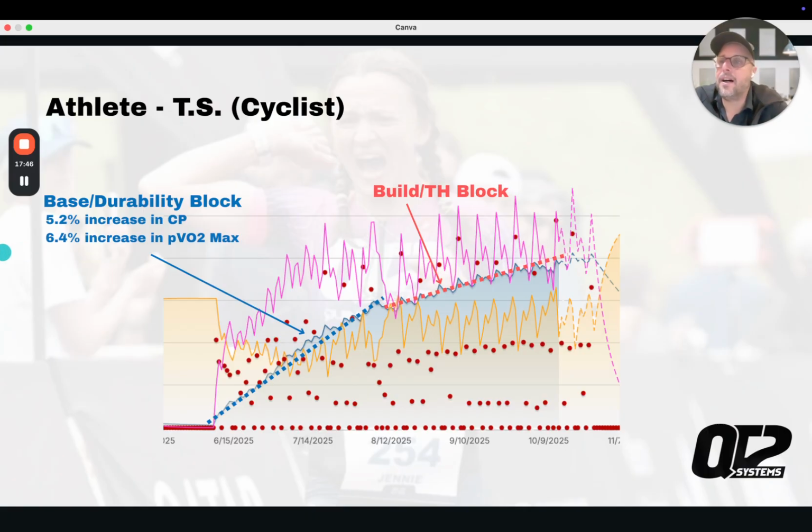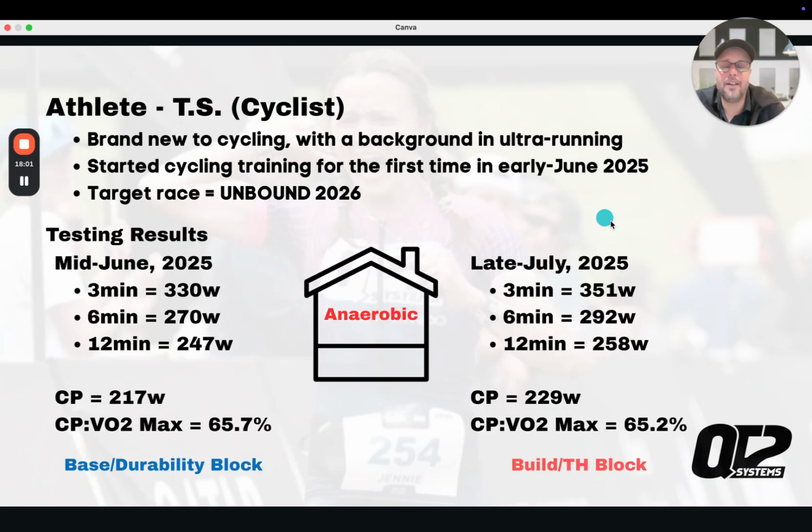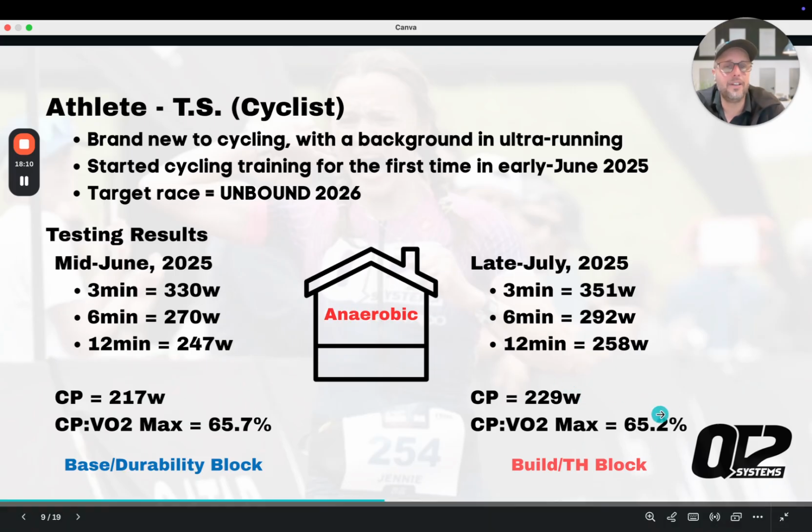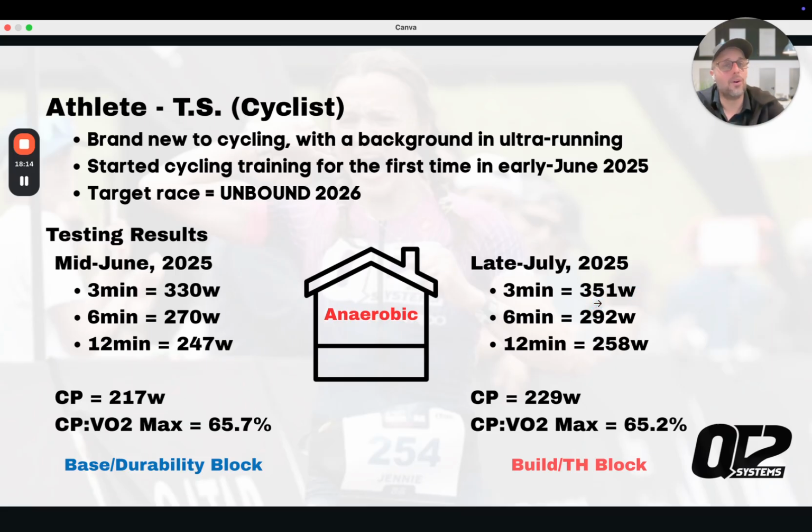Okay, so that is where he stands, and we have some testing coming up in the next week or so, maybe 2 weeks, and we'll see what we've developed. My expectation is that we'll probably see some growth in the critical power. We'll see some growth in this number, and we'll see some growth in this number, and we'll probably see power at VO2 max stay relatively stable, or even diminish a little bit, which can be the case.